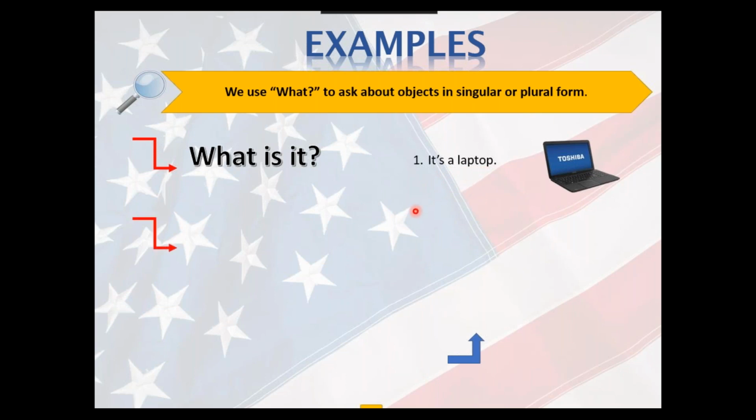Another example. What is it? We have this picture. You know the answer. It's or it is an envelope. It is an envelope. Or it's an envelope in contraction, no problem. Next.